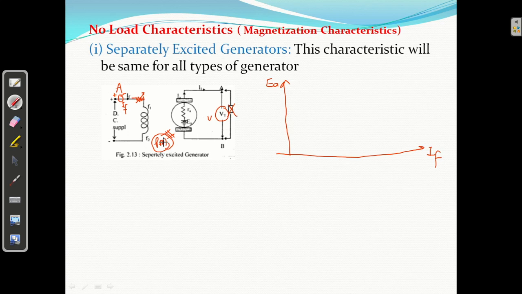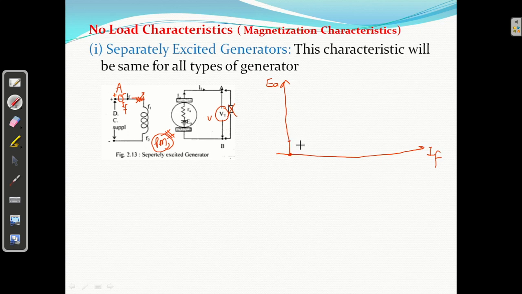Clear? Now first of all, we will keep this resistance in maximum position. If resistance is maximum, what will be the field current? Minimum. Okay, first the switch is open, field current is 0. If field current is 0, switch is open, then how much voltage will be induced? Let us say this, maybe like this. Okay, yeah, 0, it depends.